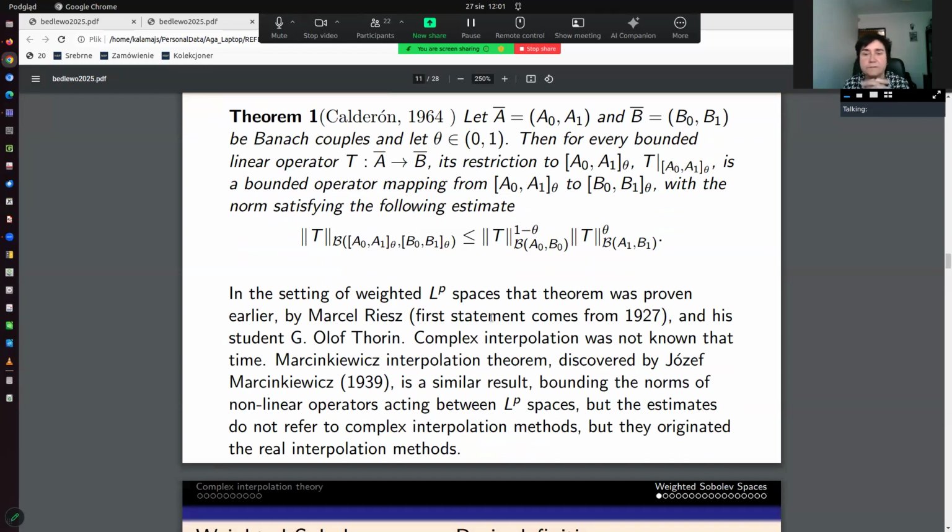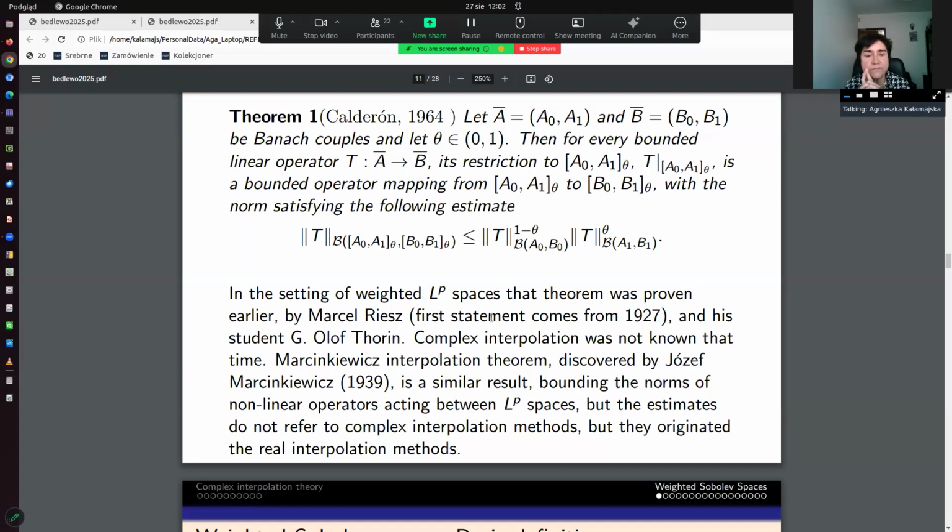Now, still this is very abstract. It can be very interesting to specialists in functional analysis who work in the abstract setting, but I am a person who works in the setting of Sobolev spaces. Function spaces which are useful in differential equations and differential geometry. So let us ask the simple question: in the setting of weighted Lp spaces, that was first proven before Calderon, in 1927, by Marcel Riesz. And then his student, Olof Thorin, helped him.